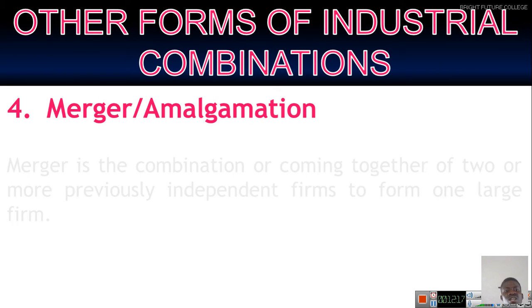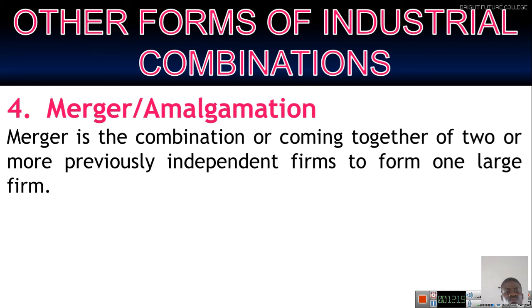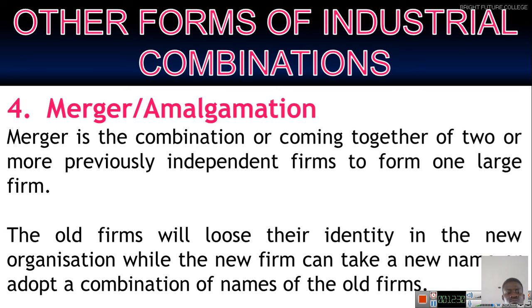We have merger and amalgamation. Merger is the combination or coming together of two or more previously independent firms to form one big firm. That's another form of industrial combination. So the old firms will lose their identity and take up a new name.